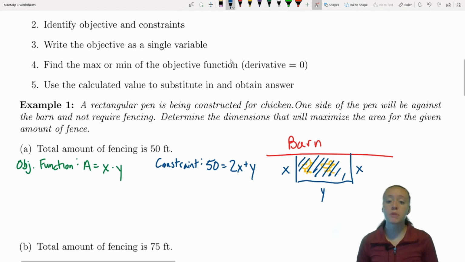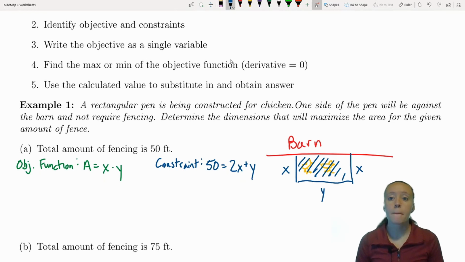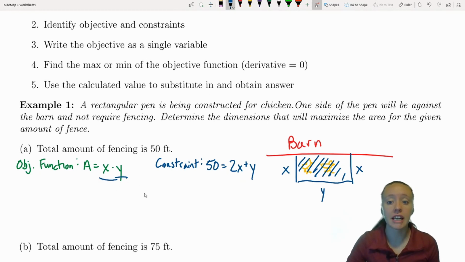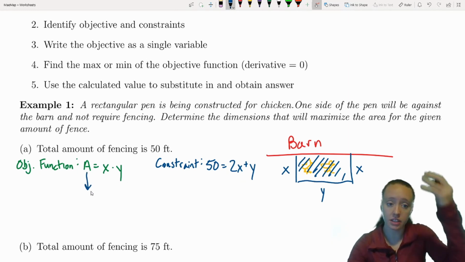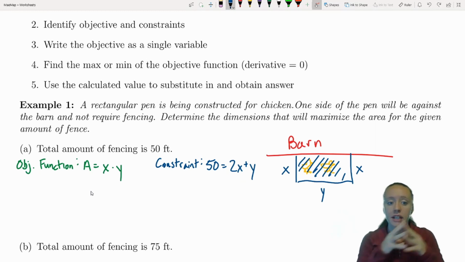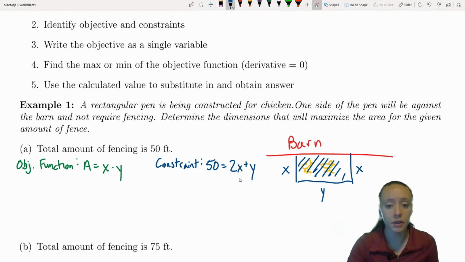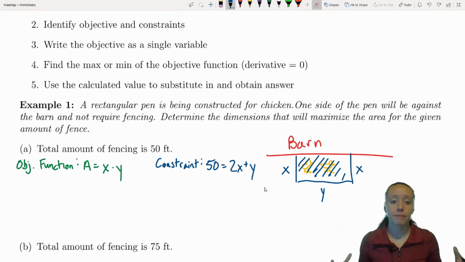All right, so now I've got my objective function, I've got my constraint, but in step 3, I want to write the objective function as a single variable. As of now, my objective function contains both an x and a y. Because I'm trying to maximize that area, I want to leave area so that I can take the derivative with respect to one variable. So I have x and y, which means I can manipulate my constraint equation, which has two variables, to write that in terms of one variable. So I'll just go ahead and solve for y.